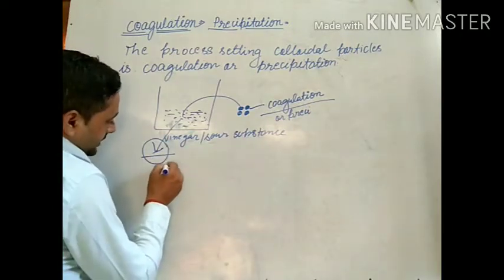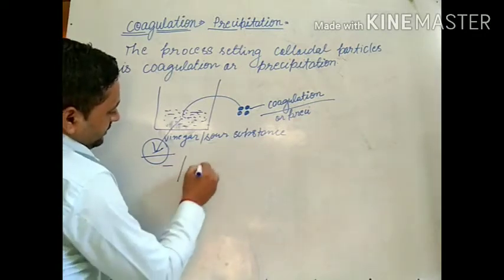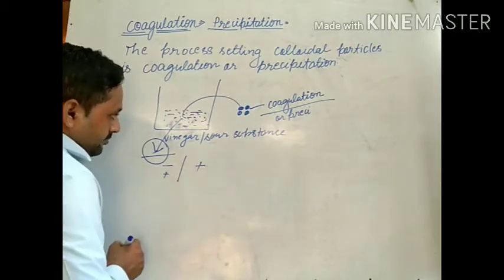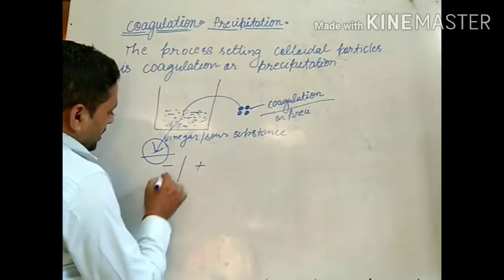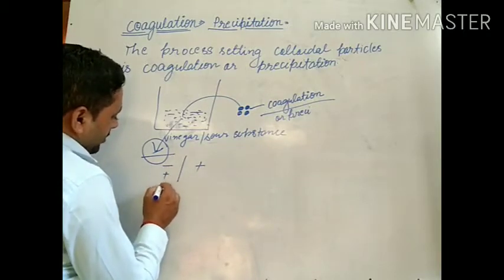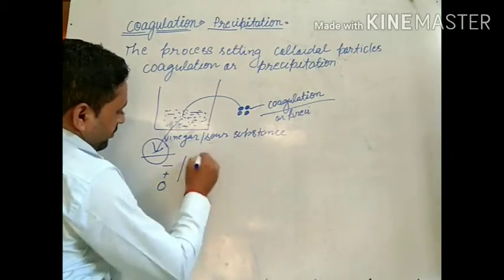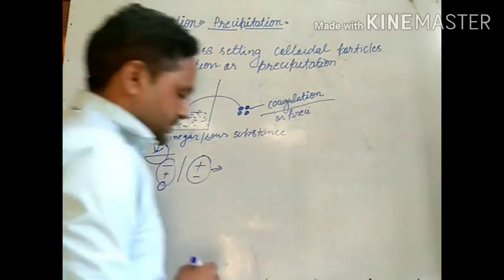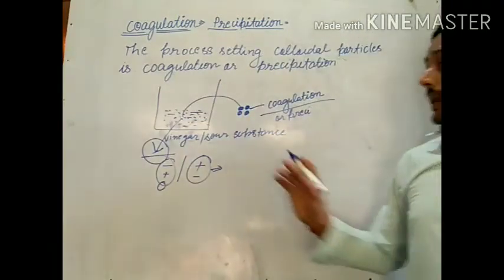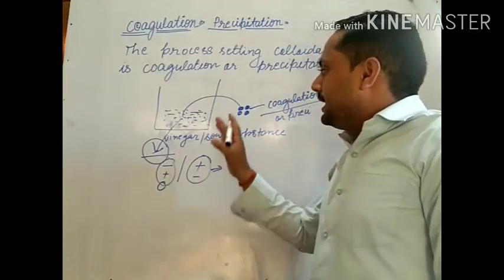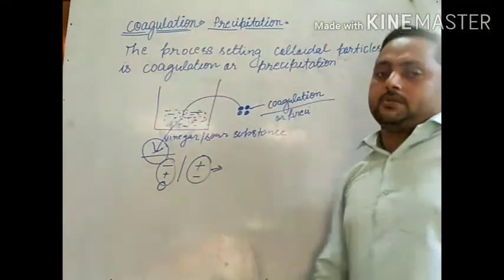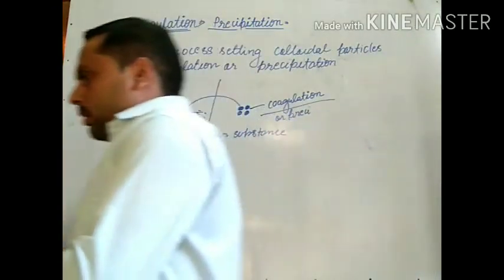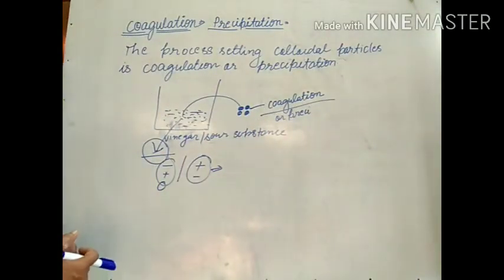You know that colloidal particles may be positively or negatively charged. So if we add positive charge, it will neutralize and form coagulate. Likewise, adding negative charge will form coagulate. So this is coagulation: neutralization of the electrical charge of colloidal particles by some means causes precipitation or coagulation of the colloidal solution.